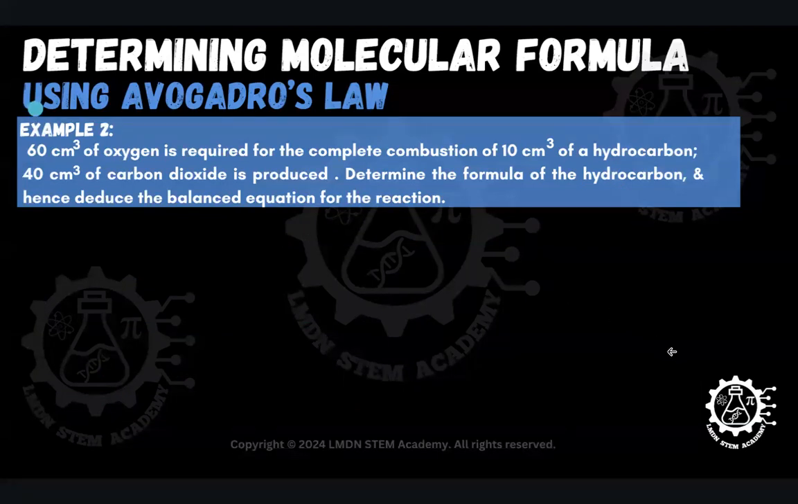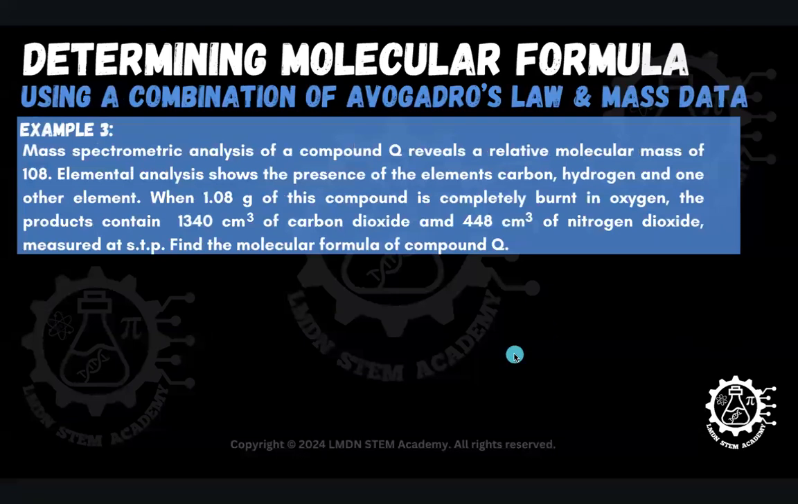So in light of all that we've covered up to this point, right? You can imagine a scenario where you're given a combination of data. Imagine that you're given a combination of Avogadro's law and mass data, right? So last time we spoke about what we need to do with the mass data to get it into a moles form. And so we're going to combine those concepts right now, right? So this is our final example for today, example 3.